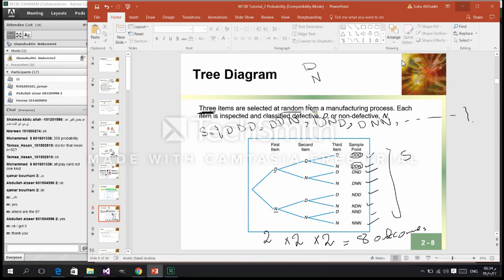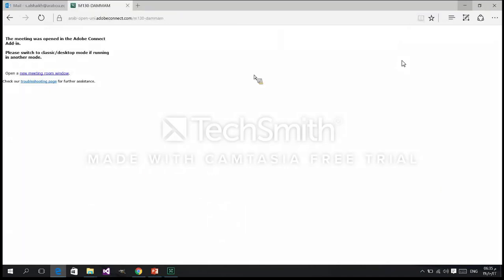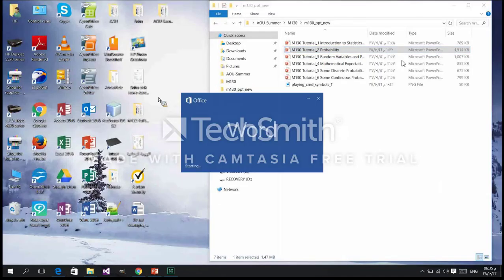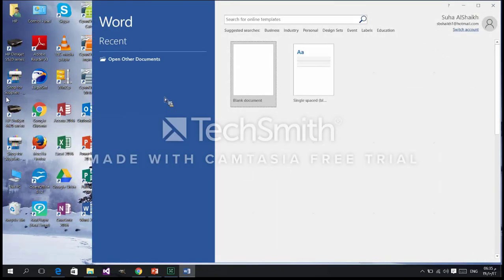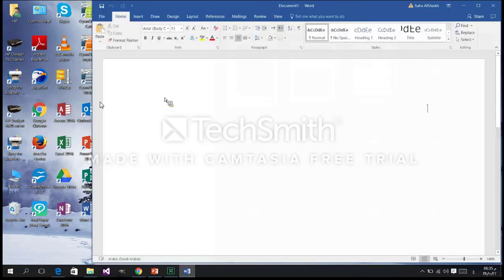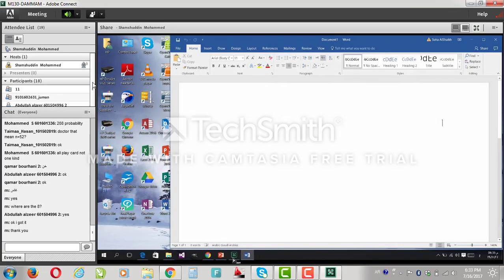Our next topic is what we call the event. First we defined the sample space, S. The event is defined to be a subset of the sample space. If this is your sample space S, the event is a part of your sample space.